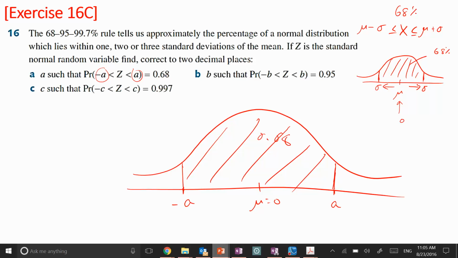So for negative A, how do you do that? If you remembered what I taught you yesterday, in order to find these values, it's the inverse normal. If you're finding the probabilities, then you use normal CDF. But in our case, we're working out the values of X or Z, so you're going to use inverse normal. There's only two functions that you had to use for this chapter. You either use normal CDF to find the probability, or you use inverse norm to find the value. That's it. In our case, we're trying to find the value.